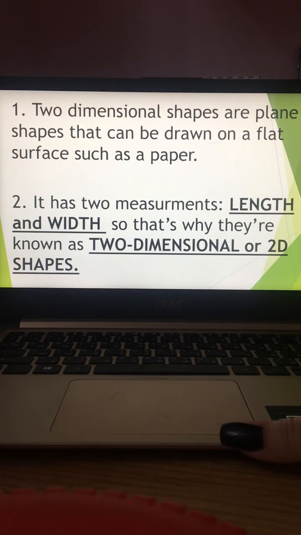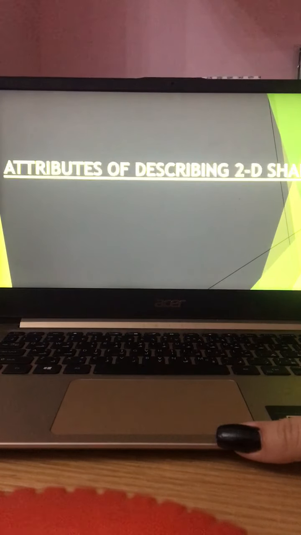Till now, we already discussed this information. So now, let's move on to our topic of today, which is the attributes of 2D shapes. Attributes means how we describe the 2D shapes.